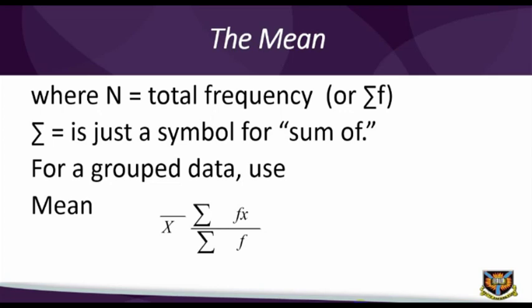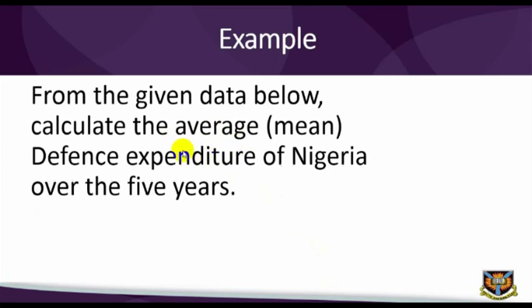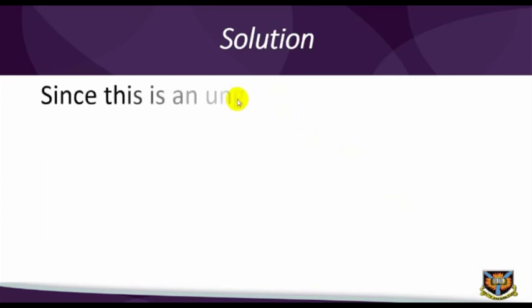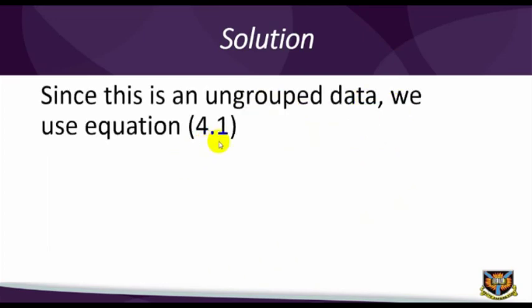Example: from the given data below, calculate the average mean defense expenditure of Nigeria over the 5 years. Table 5.1. Year: 1995, 1996, 1997, 1998, 1999. Defense expenditure in billion dollars: 5 billion, 8 billion, 10 billion, 9 billion, 11 billion. Solution: since this is an ungrouped data, we use equation 4.1.